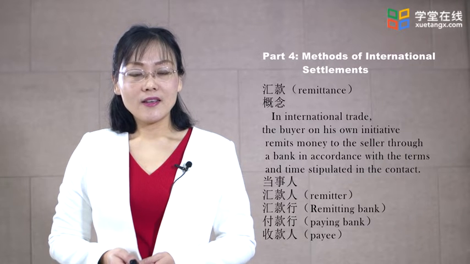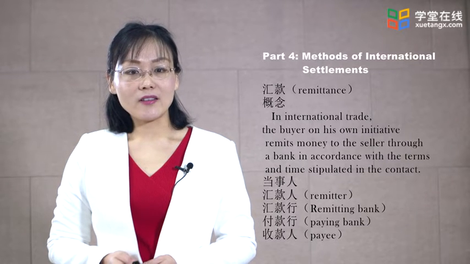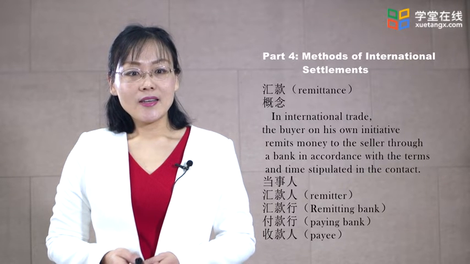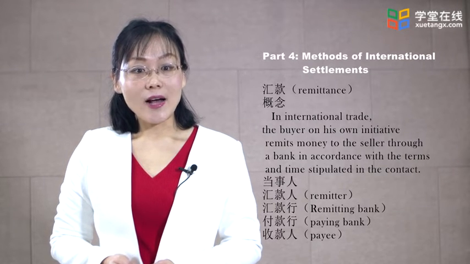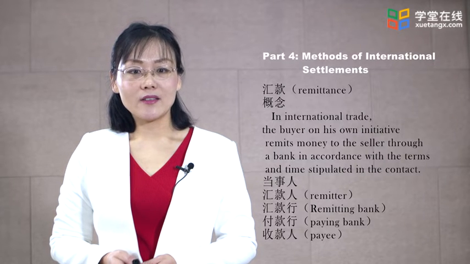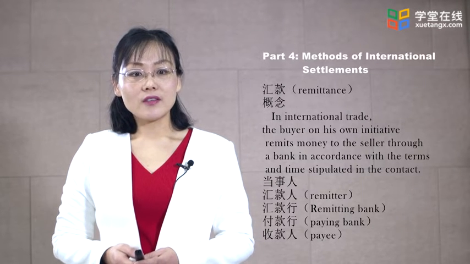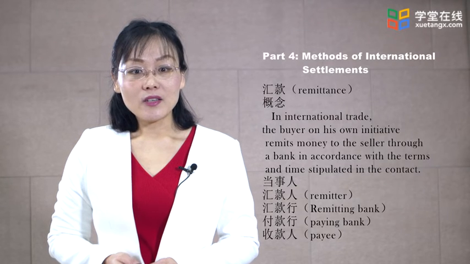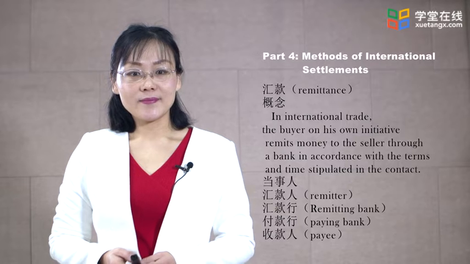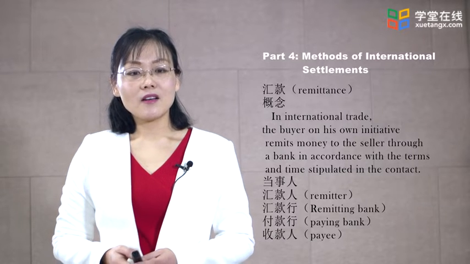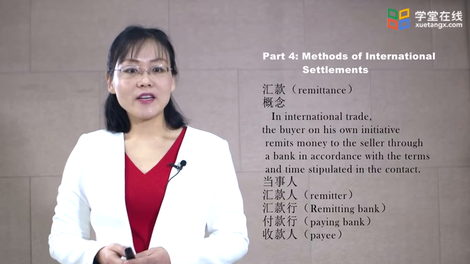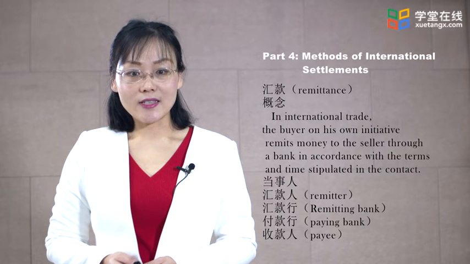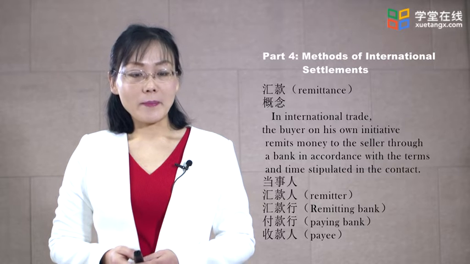Paying bank is the branch bank or correspondent bank of the remitting bank. It is entrusted by the remitting bank to pay a certain amount of money to a beneficiary named in the remitter's advice. The last party, the payee or the beneficiary, is a person who is addressed to receive the remittance.